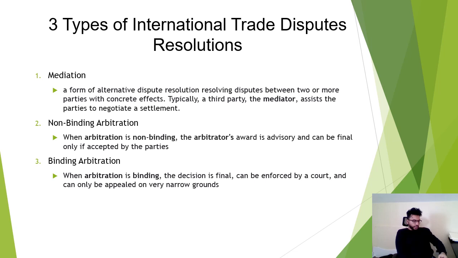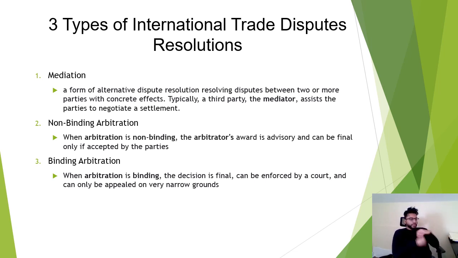There are three types of international trade dispute resolutions. So how do you fix an issue that is occurring between two companies or two countries? The first thing is mediation, right? If it's a company, it's mediation. Countries are different; they go through the WTO. When it comes to companies, there's three ways. You've got mediation, non-binding arbitration, and binding arbitration.